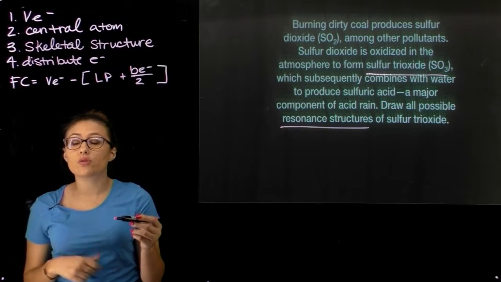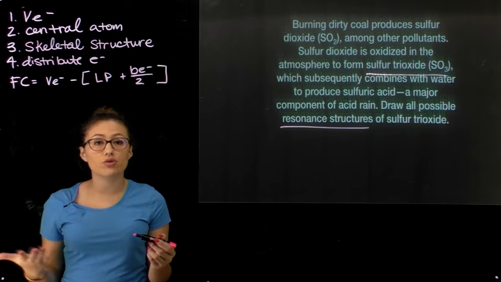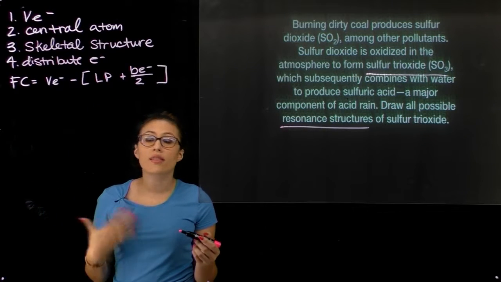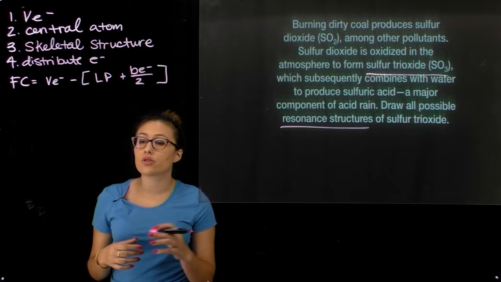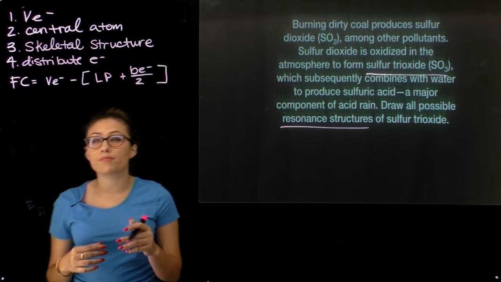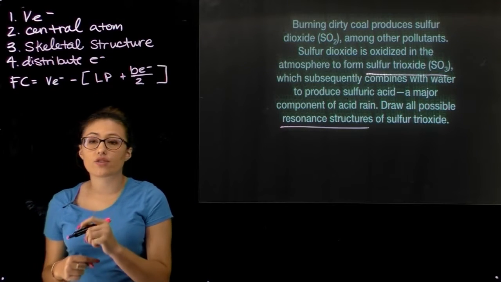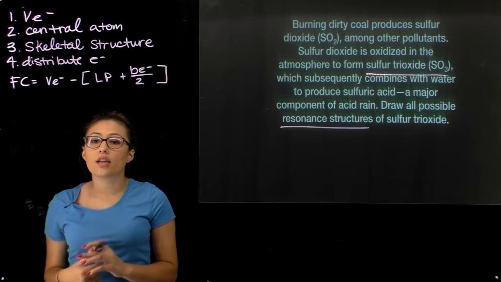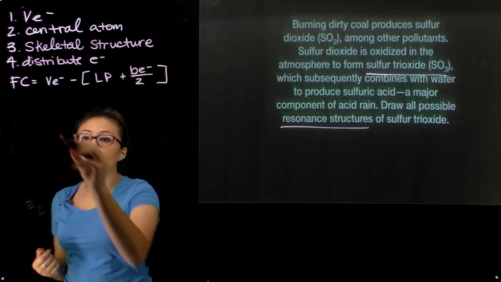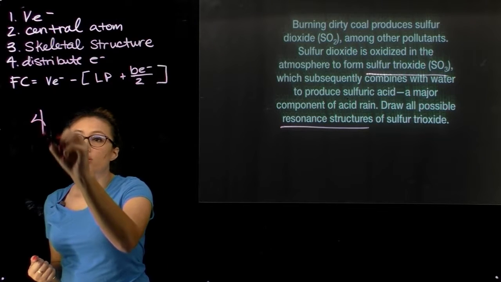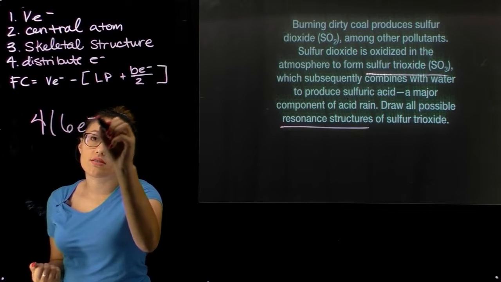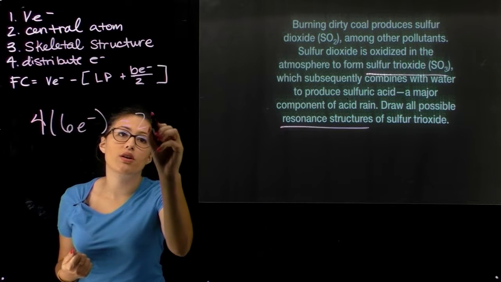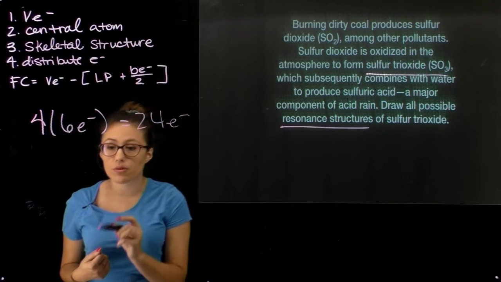So the first thing that we have to do is draw a Lewis structure. Once we draw the Lewis structure, we can then draw out each resonance structure that is readily available. So first things first is valence electrons. We know sulfur and oxygen all lie in group 6A, so they each contribute 6 electrons. So 4 times 6 is 24 electrons that we need to distribute.